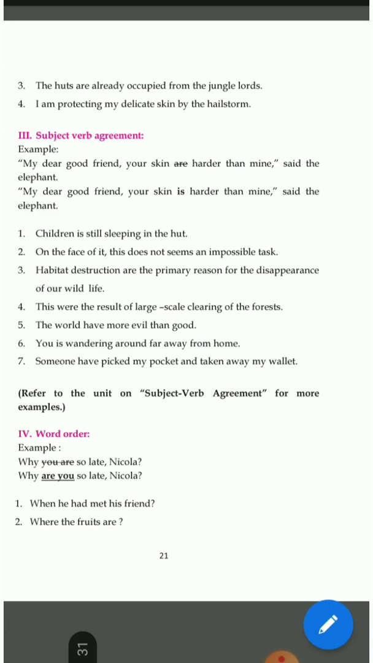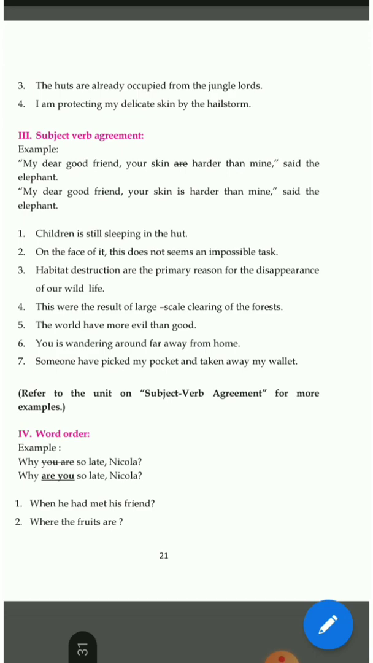Look at the next one. Word order. As I said, there is an order for each and every kind of sentence. We have learned that while discussing questions, question tags and statements. So here we have to apply that. Look at the first example. Why you are so late, Nicola? Most of us have the habit of asking that.